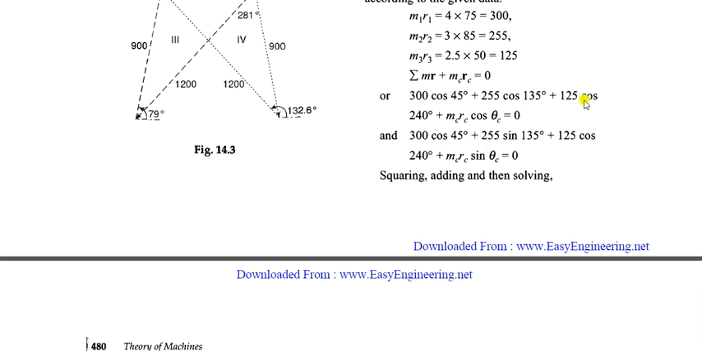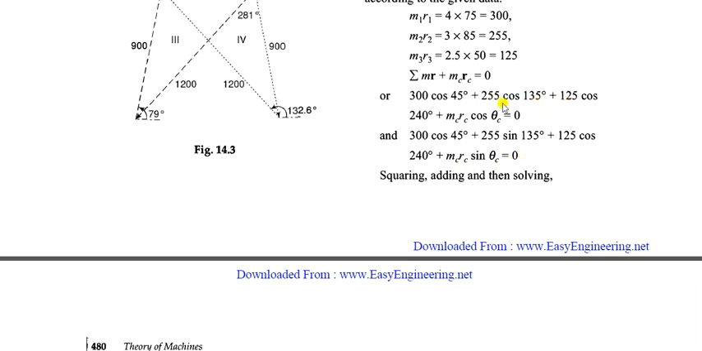Sorry, we have MC RC cos theta C, and take all these to the other side. Again take this to the other side, all this. So you will have MC RC cos theta C equal to some value and MC RC sin theta C equal to some value.